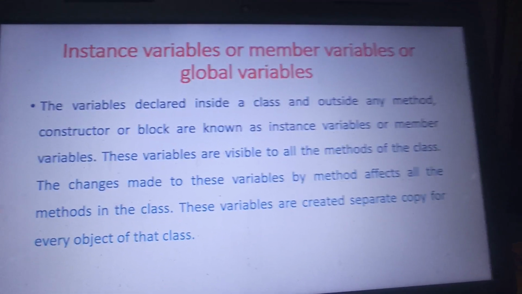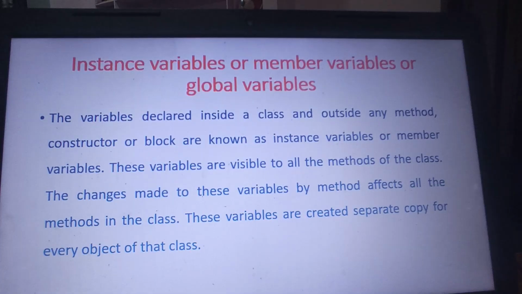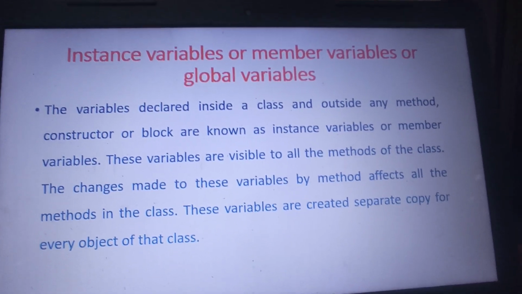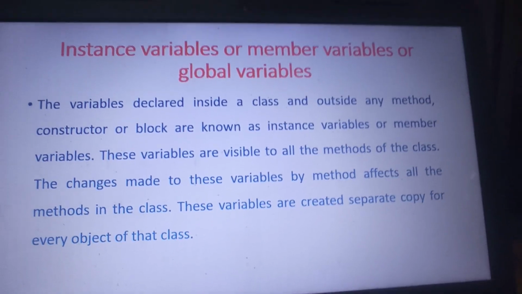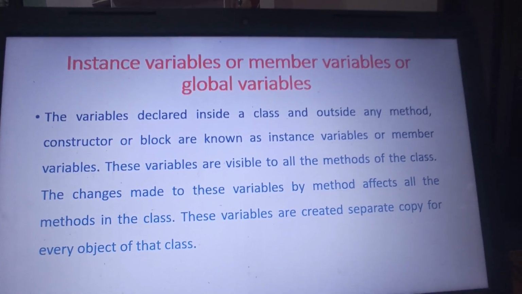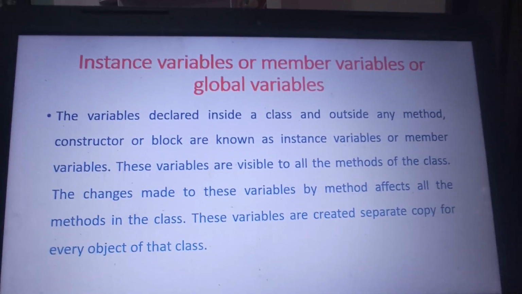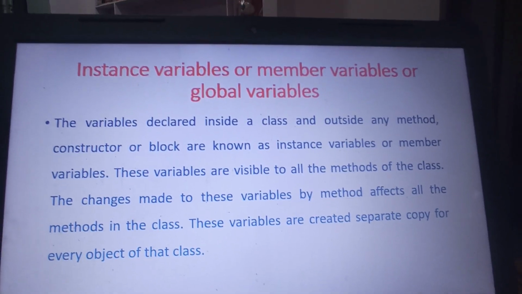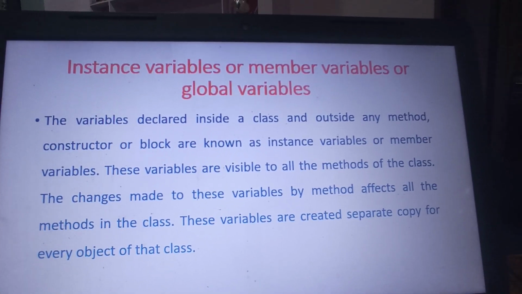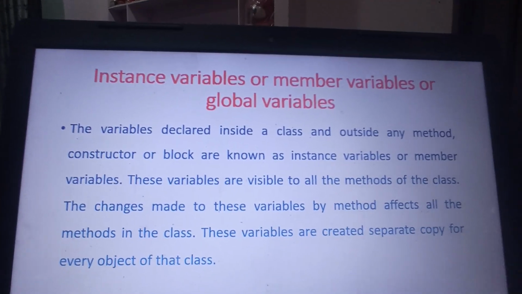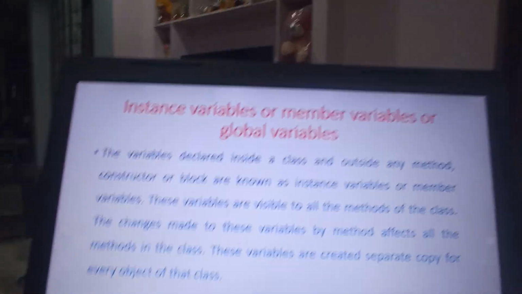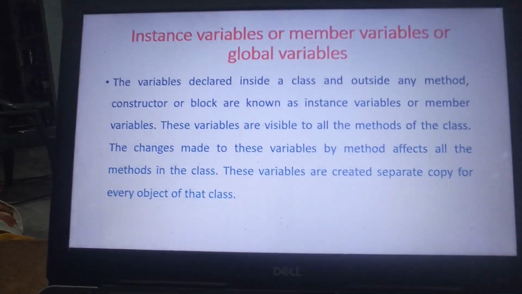Now two copies are created. For object 1 it is creating a separate copy, and for object 2 it is creating a separate copy. So like this, two copies are created. However many objects you create, that many copies are created individually. That is called an instance variable or local variable.